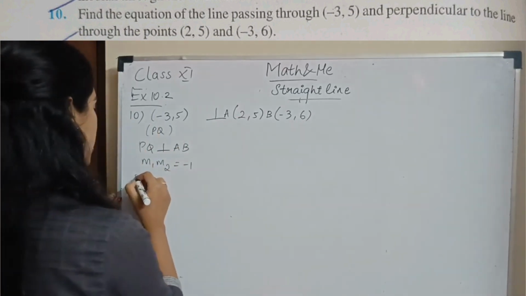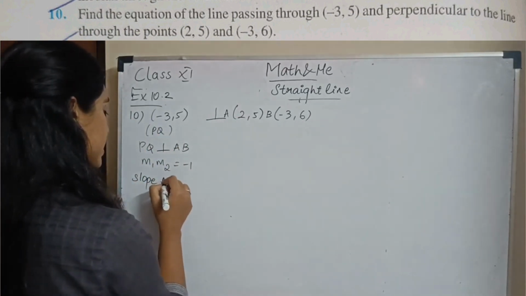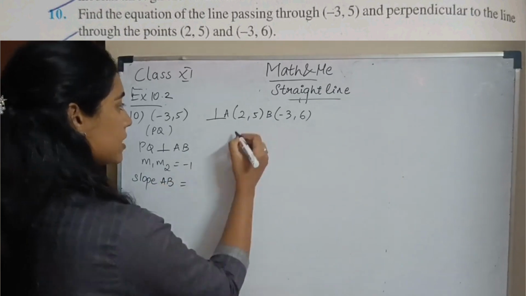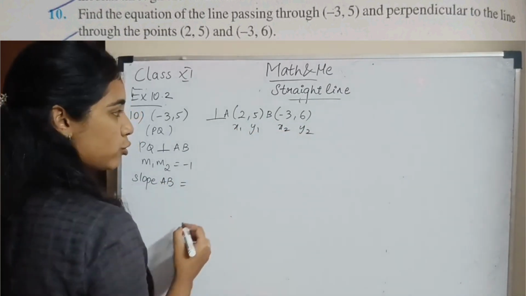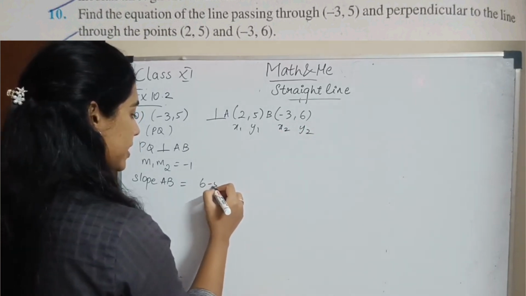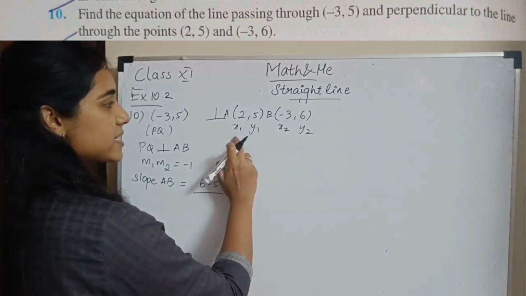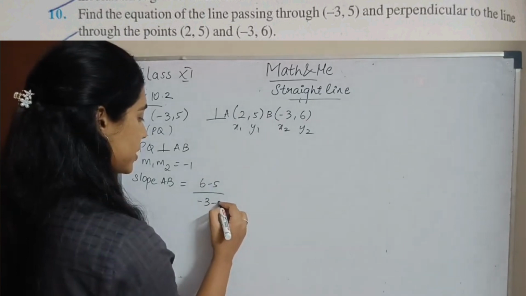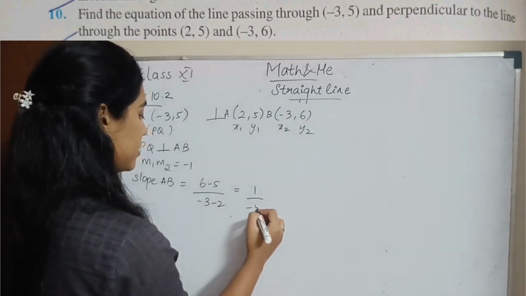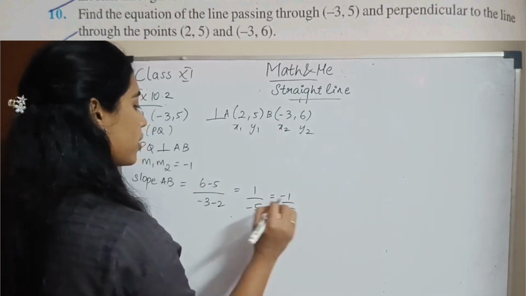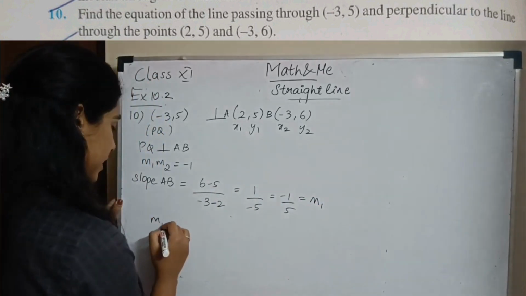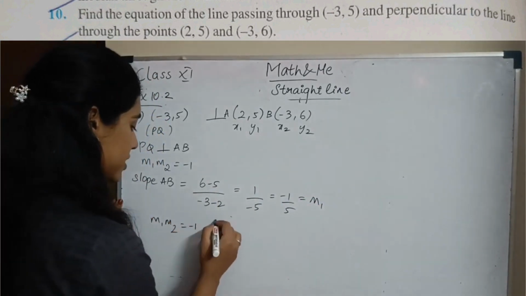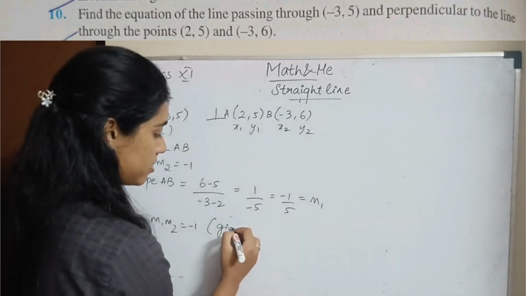So let's find the slope of AB equals, so this is your x1, y1, x2, y2. So it is y2 minus y1, 6 minus 5, divided by x2 minus x1, minus 3 minus 2. So you have 1 by minus 5, which is minus 1 by 5. So this is M1. I know that M1 times M2 equals minus 1 given they are perpendicular.